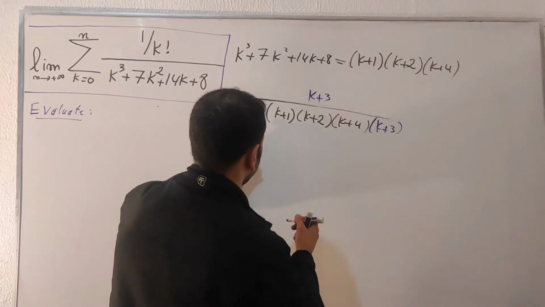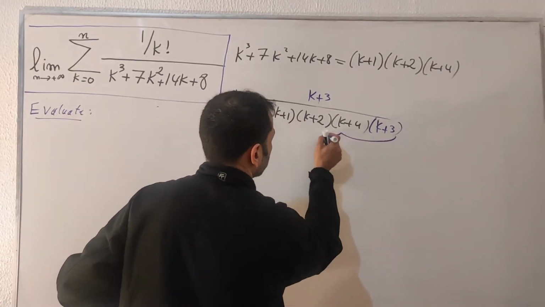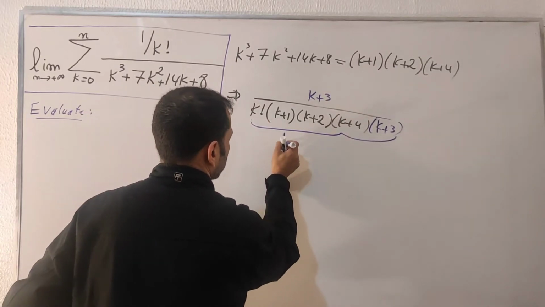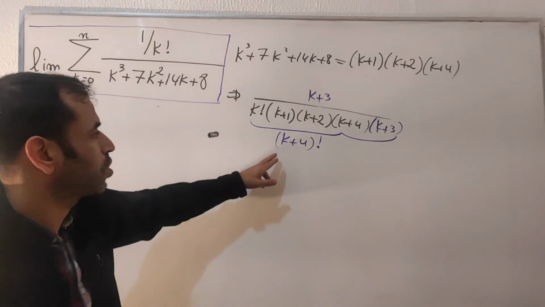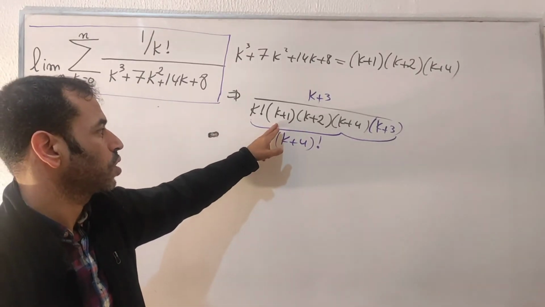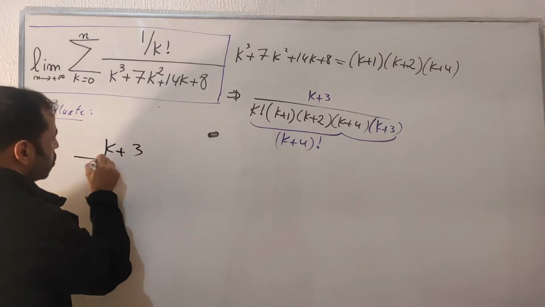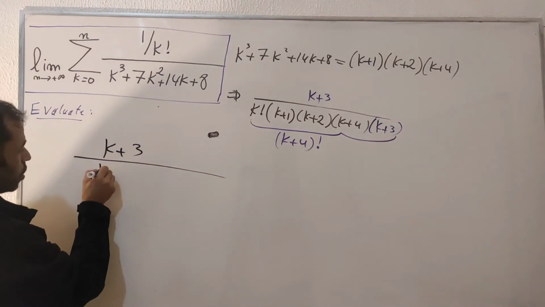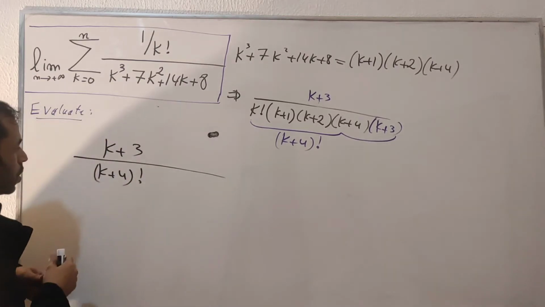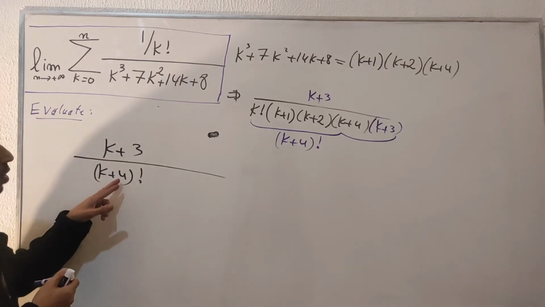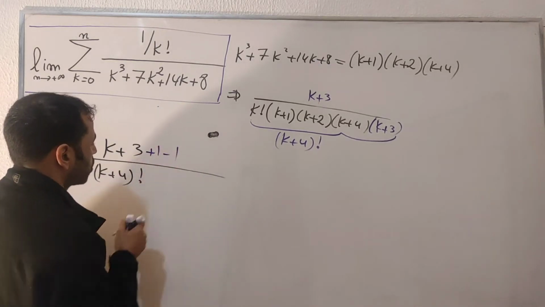So this term associated with k factorial transfers into k plus 4 factorial, because if you distribute it, it is exactly that. Now we get k plus 3 all over k plus 4 factorial. Since we have k plus 4 and k plus 3, I'm going to add 1 and subtract 1 at the same time.